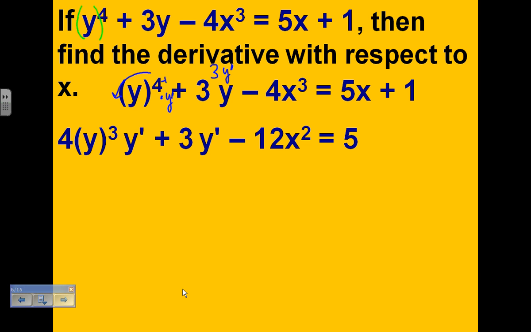The second step would be to get y prime by itself. So let's go through this again. Since I'm not here, I'm not sure how this is going.